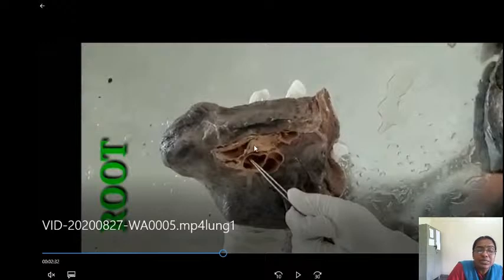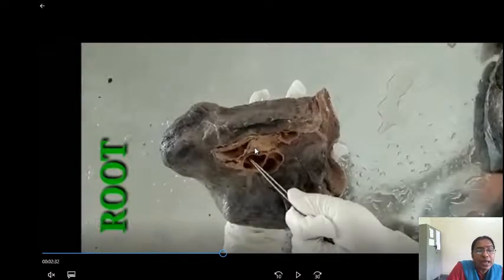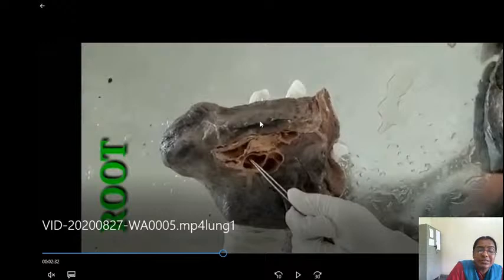The root of the lung is that part which connects this medial surface of the lung to the mediastinum. When we read the mediastinum in the thoracic cavity, we said that the mediastinum is divided into superior and inferior. The inferior is again divided into anterior, middle and posterior. So this root of the lung is a short pedicle-like structure connecting the medial surface of the lung to the mediastinum. So that is the definition.